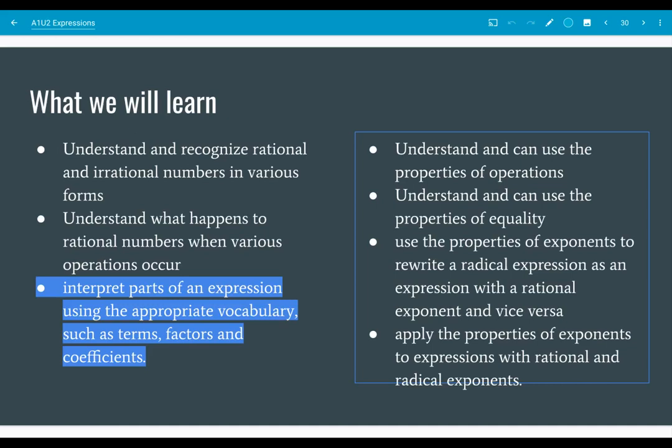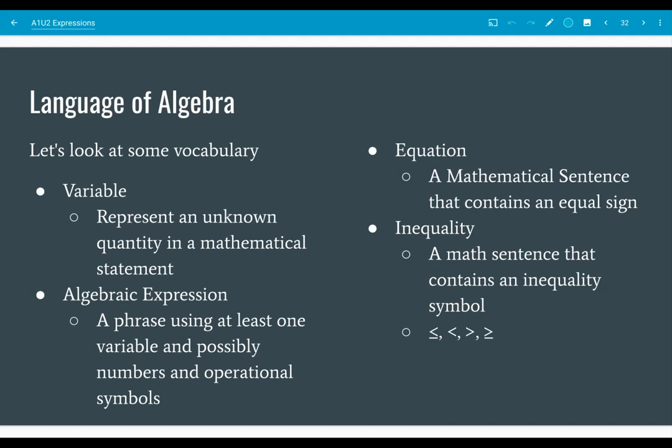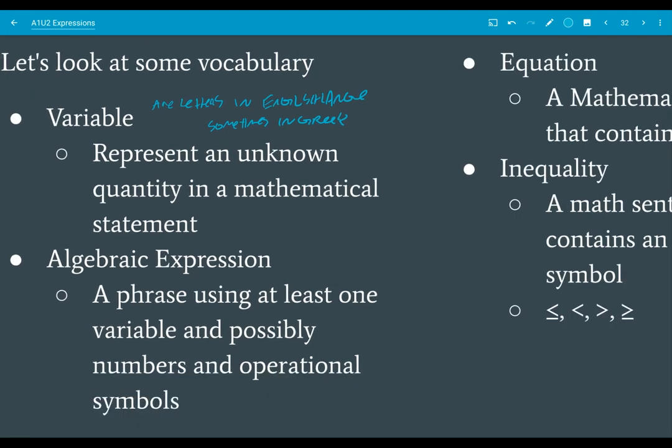In this video, we're going to look specifically at some vocabulary and key terms. We're looking at the language of algebra. So we start with a variable. A variable, in our case, represents an unknown. Okay? Generally speaking, variables are letters in the English language. Sometimes it's in Greek. We've talked about this a little bit already.